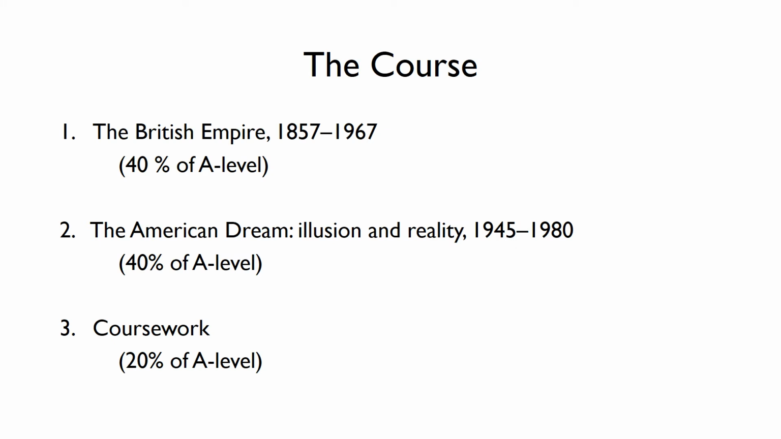The department follows the AQA specification at A-level. There are 3 components to the course: the British Empire, modern American history, and coursework. Each of the first 2 components account for 40% of the overall A-level, and each are examined by a 2.5-hour paper at the end of the upper 6th. The coursework component, completed at the start of the upper 6th, accounts for 20% of the overall marks.